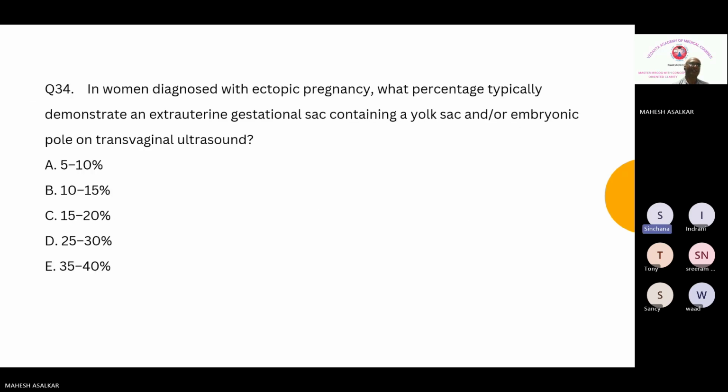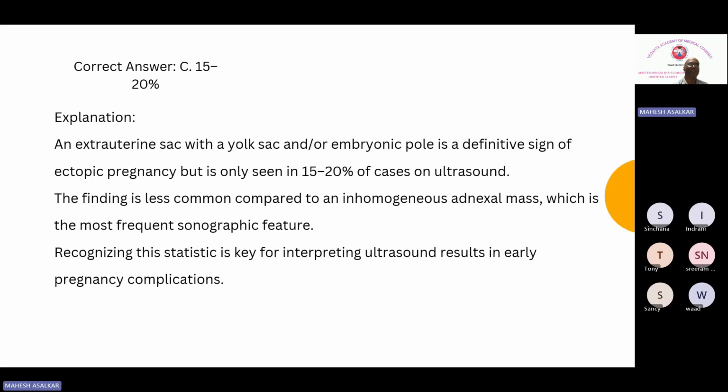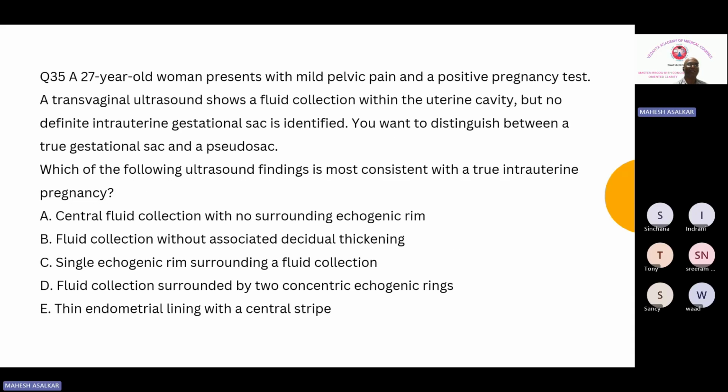In women diagnosed with ectopic pregnancy, what percentage typically demonstrate an extrauterine G-sac containing yolk sac and/or embryonic pole on transvaginal ultrasound? It is C, 15 to 20%. Just now we have seen the same answer. Okay, so 15 to 20%. Same explanation is there. But this is not the common feature, it is less common. Go ahead with this one.